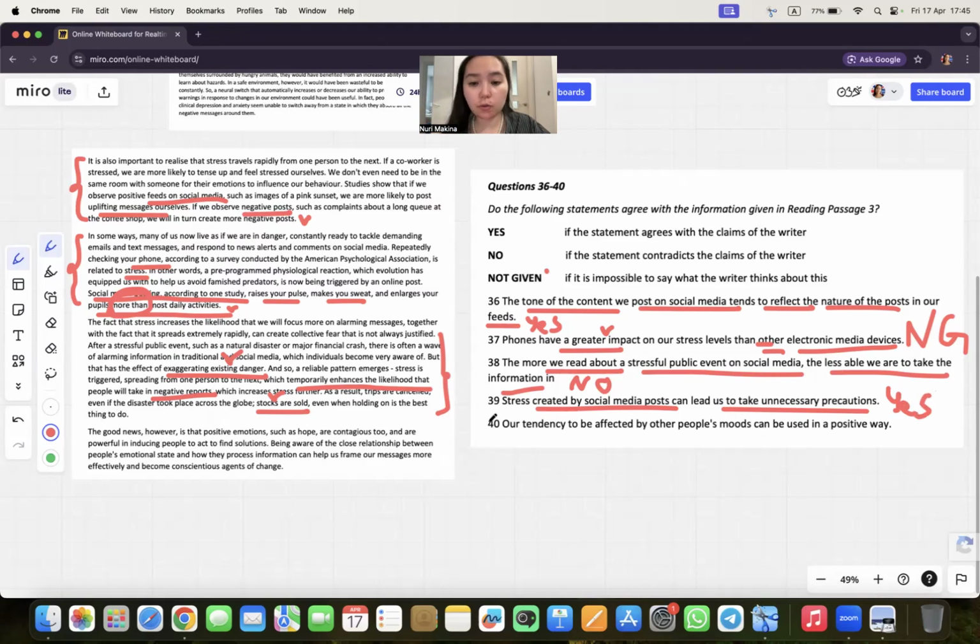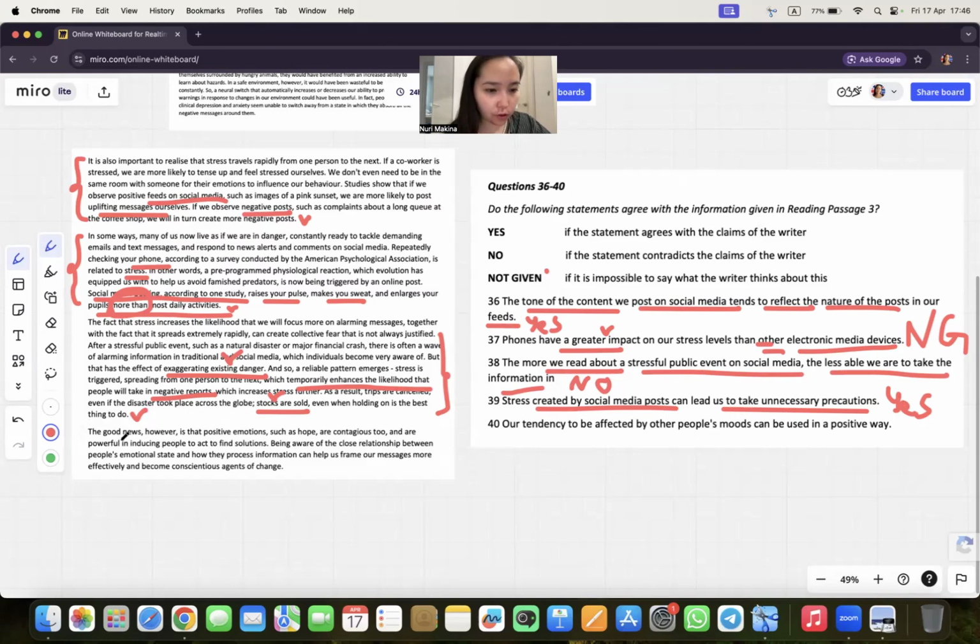Great. The last one, our tendency to be affected by other people's mood can be used in a positive way. We have nothing about positive here in this paragraph, and also we have stopped here. So let's dive into the next one.